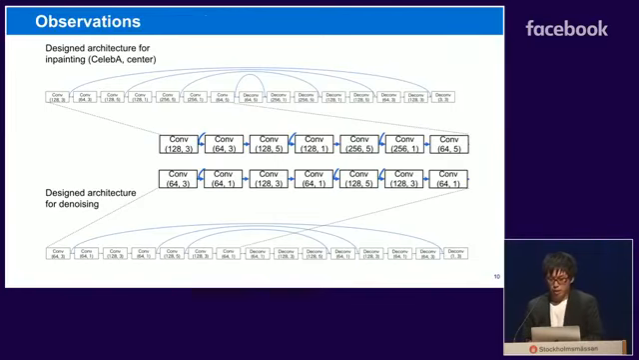These are examples of the architectures designed by our method. Sorry, the top one is for inpainting task, and the bottom one is for denoising task. As you can see from this figure, the number and size of filters are different across layers, which are difficult to manually determine.